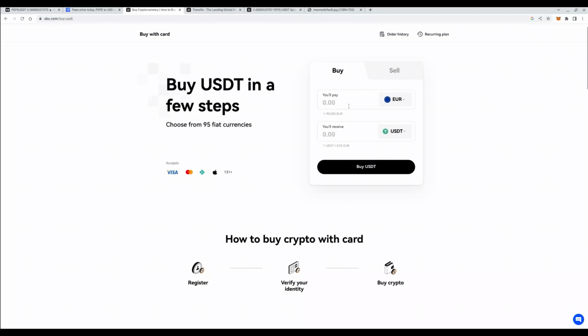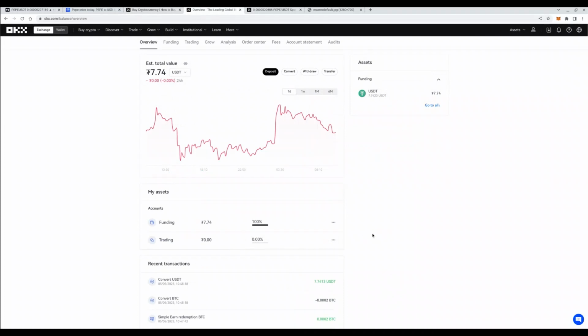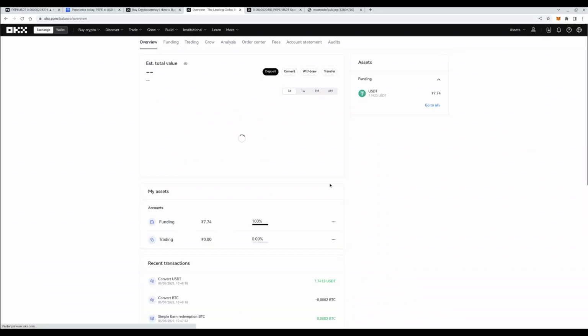So you set the amount that you are willing to invest in Pepe, and then you will receive an amount of USDT. When that has been done, you will get a confirmation email that your money has been sent to OKEx and they've accepted the transaction and so on. Then you will get to this site. You press on My Assets, and you will get to this page.